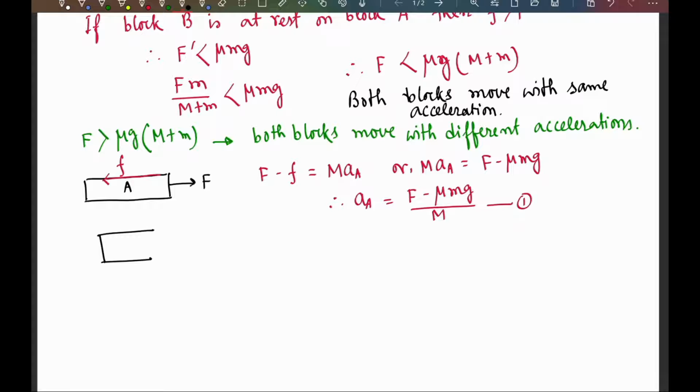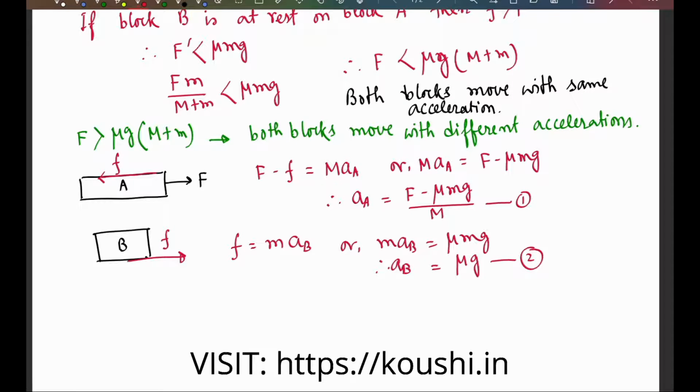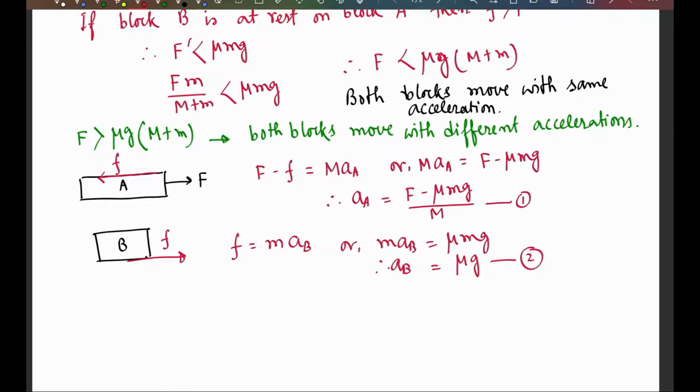For the free body diagram of block B, the frictional force acting here is towards the right. This force is applied by block A on block B. Then for block B, the net force, that is f, equals m times the acceleration of B, or mu mg. Therefore, the acceleration of B is mu g. This is equation 2. Here two blocks are moving with different accelerations in the same direction, that means towards the right.